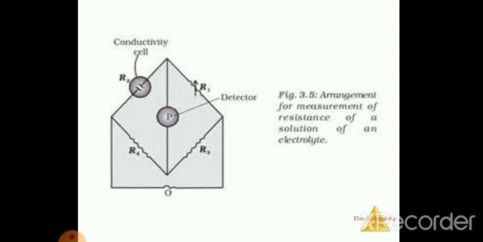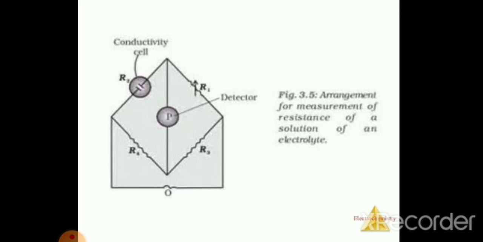Once the cell constant is determined, the conductivity cell is then filled with a solution whose conductivity is to be determined. Now let us see the arrangement used for measuring the resistance of a solution. It consists of two resistances, R3 and R4, a variable resistance R1, and the conductivity cell having the unknown resistance R2. The Wheatstone bridge is fed by an oscillator O, that is a source of AC power. P is a suitable detector. It can be a headphone or any other electronic device.